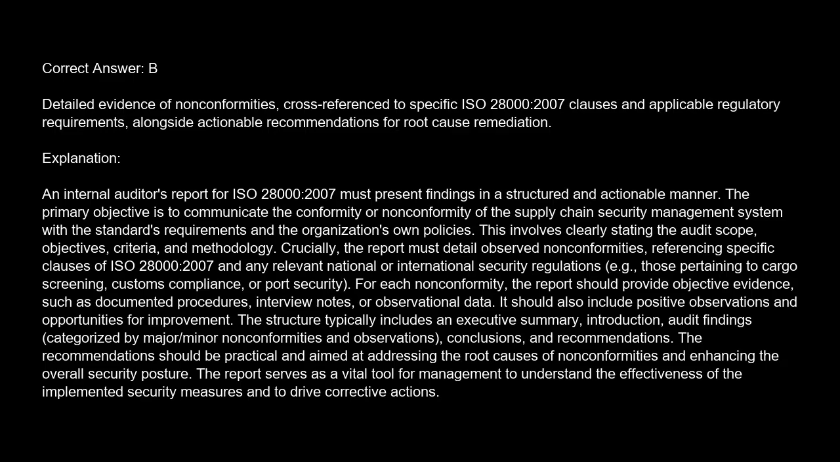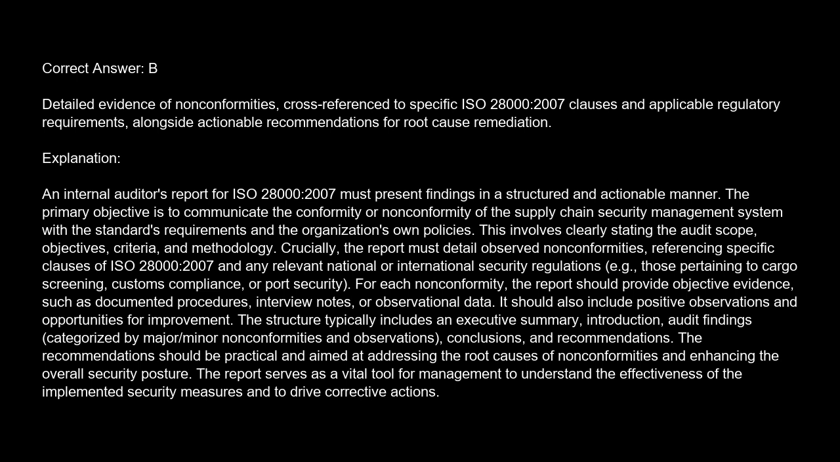The correct answer is B. Detailed evidence of nonconformities, cross-reference to specific ISO 28000-2007 clauses and applicable regulatory requirements, alongside actionable recommendations for root cause remediation. Explanation. An internal auditor's report for ISO 28000-2007 must present findings in a structured and actionable manner. The primary objective is to communicate the conformity or nonconformity of the supply chain security management system with the standard's requirements and the organization's own policies.